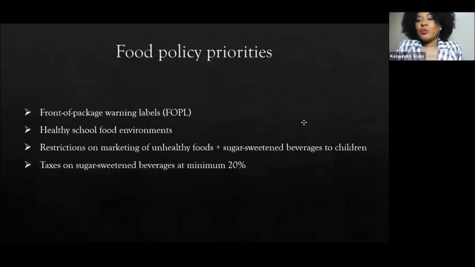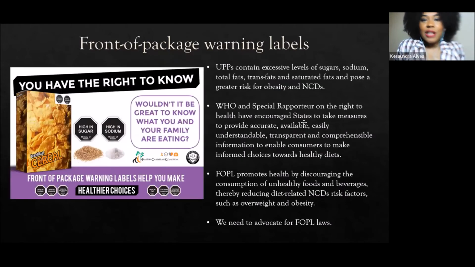So what are some of the food policy priorities in the Caribbean? So in the Caribbean, the 4 main food policy priorities that we, as advocates, are all fighting for are: front of package warning labels on ultra processed foods, healthy school food environments, restrictions on marketing of unhealthy foods and sugar sweetened beverages, SSBs, to children. And we want taxes on sugar sweetened beverages raised. And the WHO recommends that those taxes should be a minimum of 20%. So those are the 4 main issues in our region. Let's talk a little bit about each one of them.